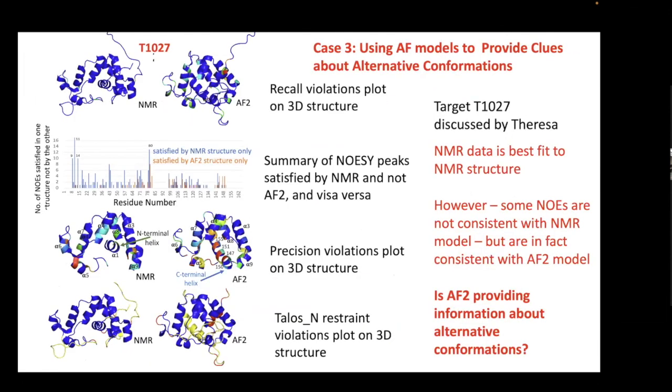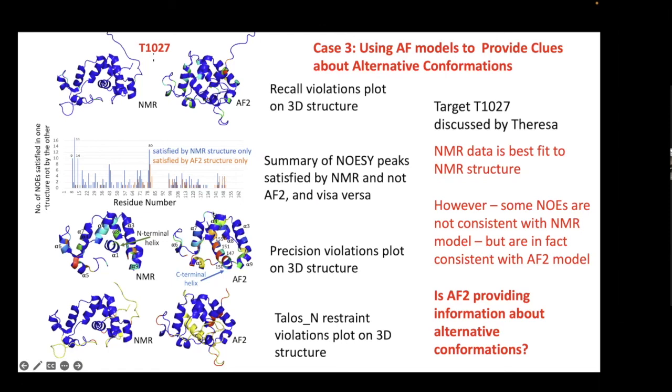And then finally is the case that Theresa talked about. In this case, the GDT between the AlphaFold structure and the NMR structure is quite low, but the NMR structure fits the data much better than the AlphaFold structure. But when we look very carefully at these precision violations that Theresa talked about, we find that there's a whole bunch of precision NOEs that can only be explained by the NMR structure, but not by the AlphaFold 2 structure. But on the other hand, there are some NOEs that can't be explained, the orange ones here. They can't be explained by the NMR structure. They can only be explained by the AlphaFold 2 structure.